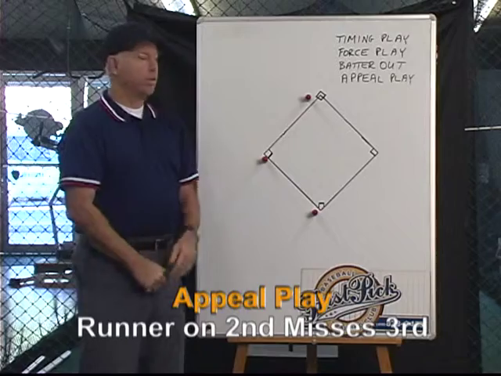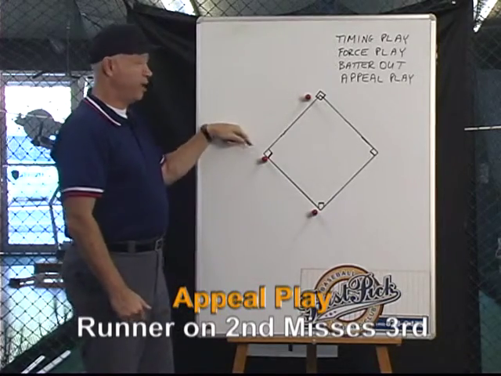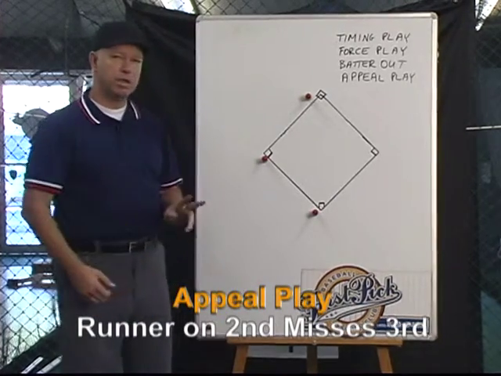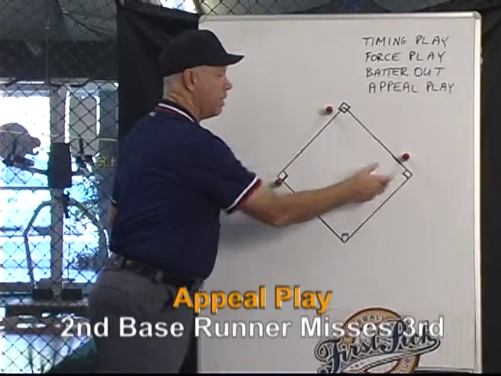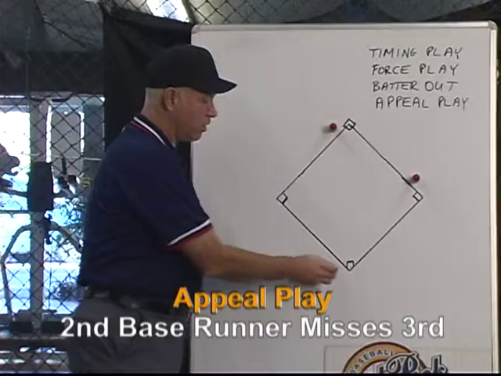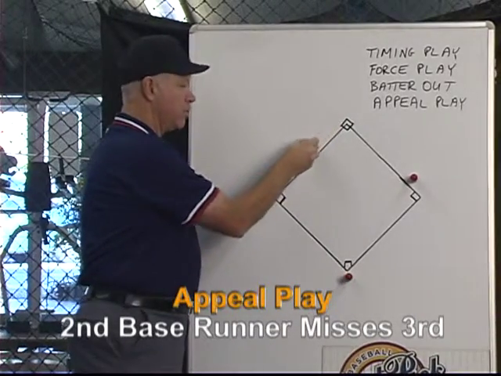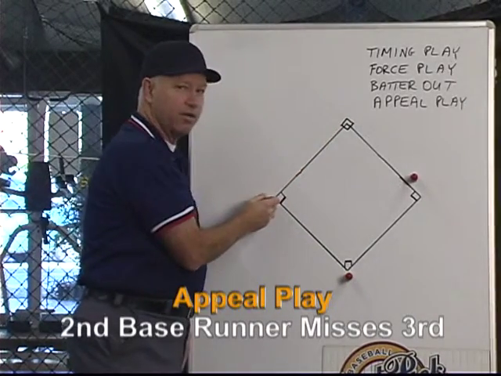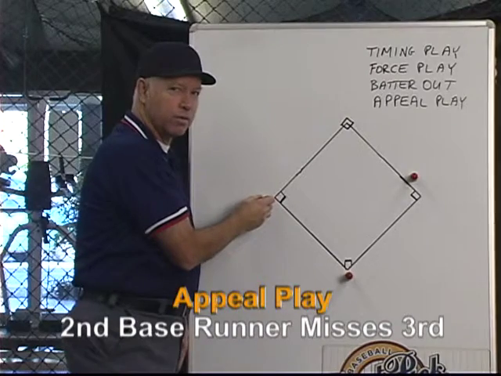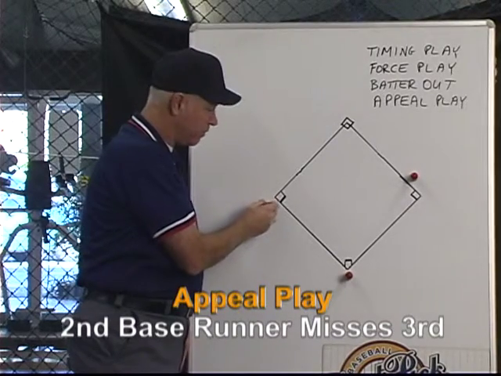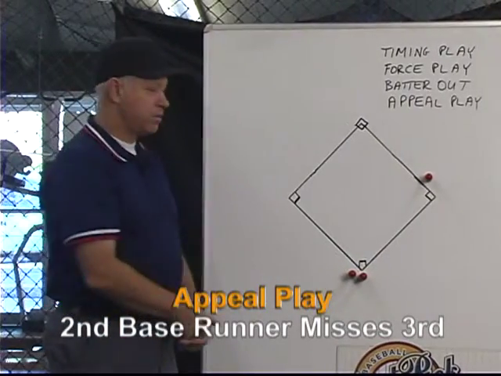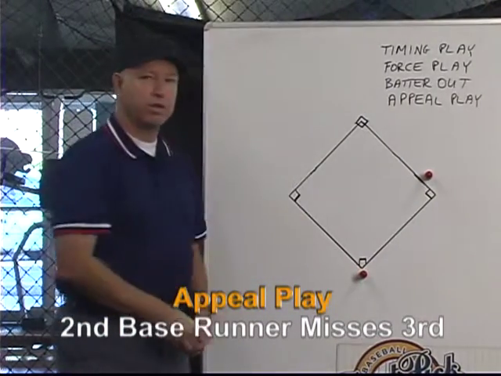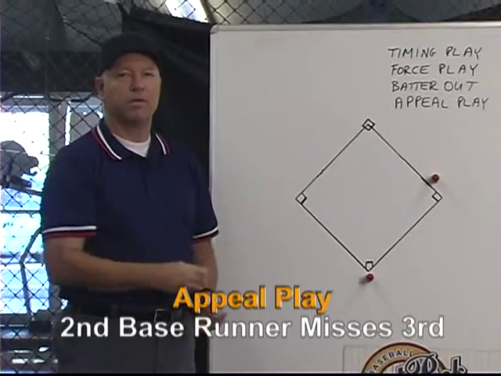And the runners are on second and third base with two outs. And in this situation, the batter gets a hit, so he reaches first. And on the play, the runner from third scores. The runner from second comes around third, and he fails to touch third. So that's an appealable situation. Comes in and scores. Now the defense appeals that this runner failed to touch third. That makes the third out.